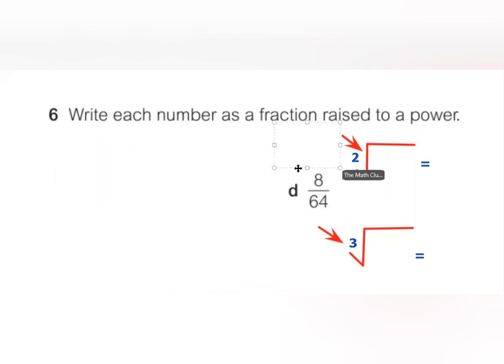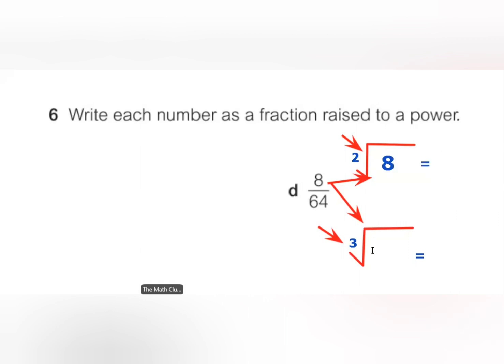We have 8 and 64. Now, let's work this one, okay? So we have 8 over 64. We're going to do the same steps. We're going to put the 8 in the square root and the cube root and check which one will give me a non-decimal, a whole number.